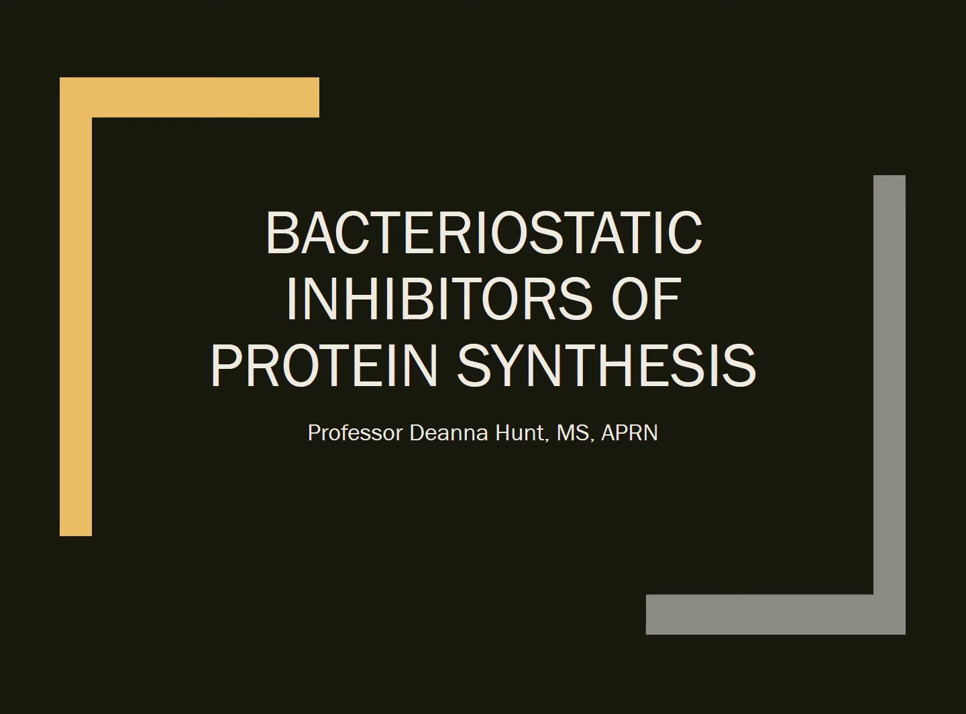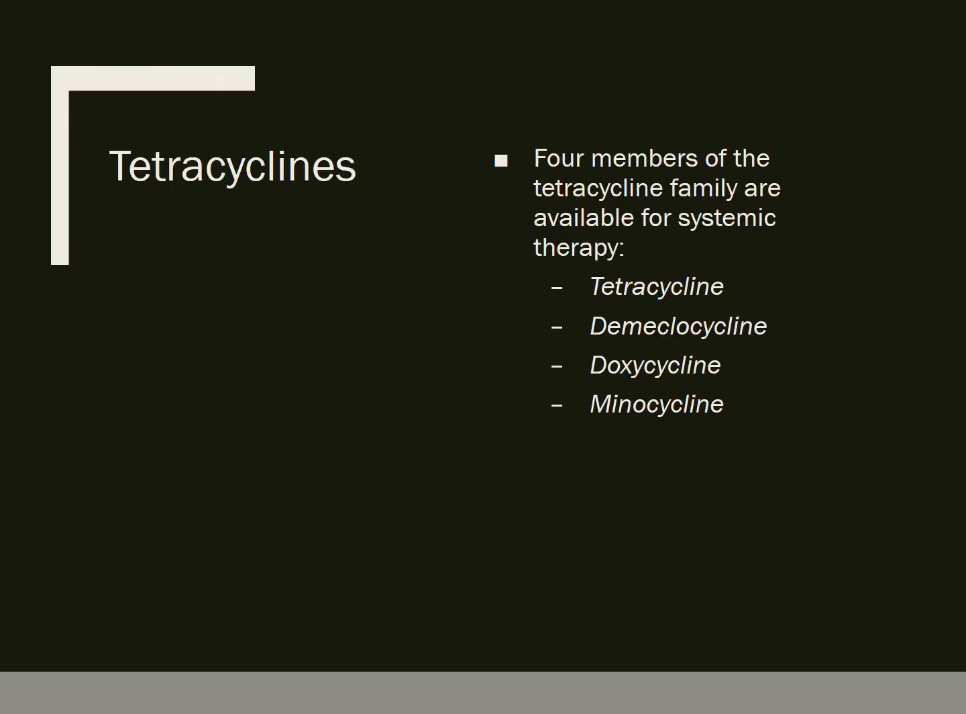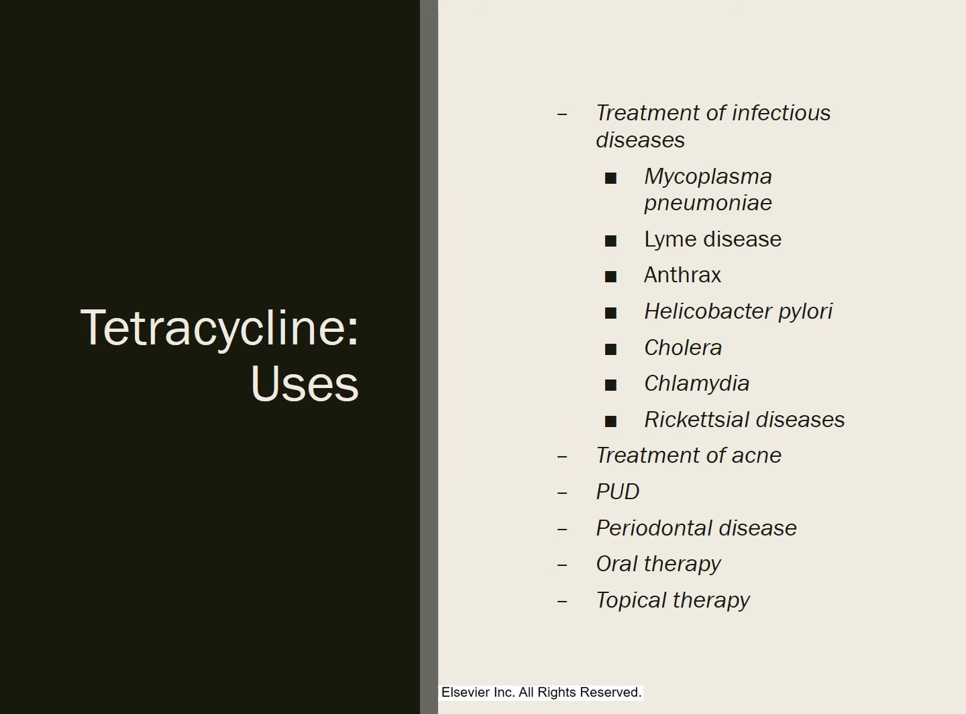In general, the drugs presented here are considered second-line agents, and they're used primarily for infections that are resistant to first-line agents. The first group we're going to talk about are tetracyclines. There are 4 members of the tetracycline family that are available for systemic therapy. They include tetracycline, demeclocycline, doxycycline, and minocycline.